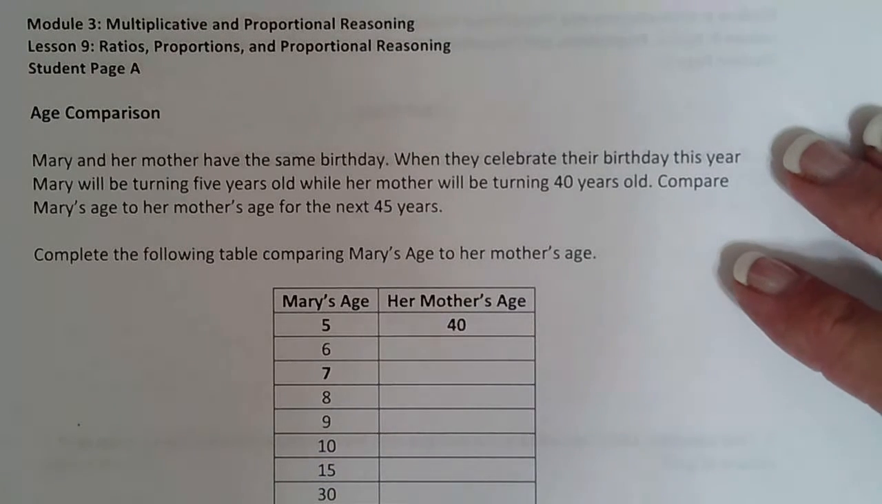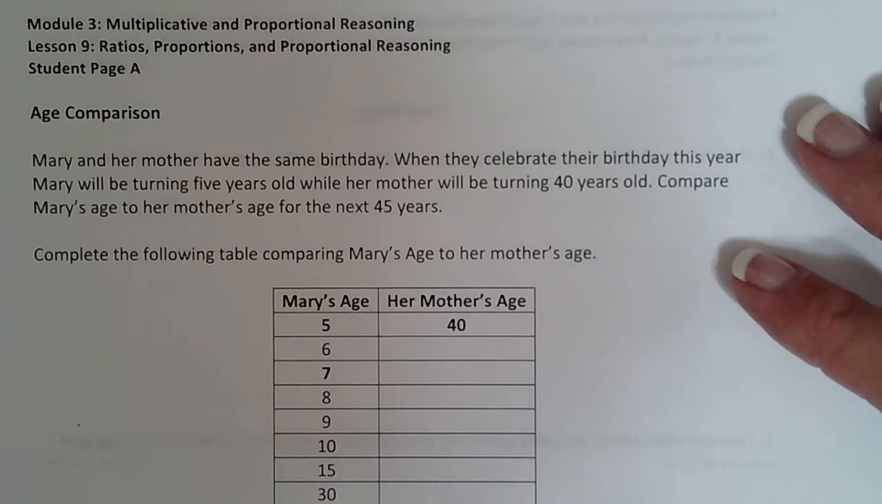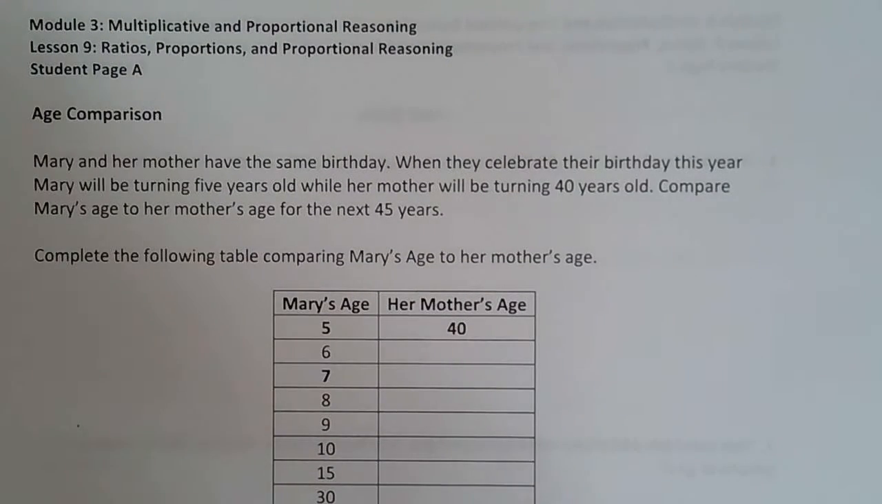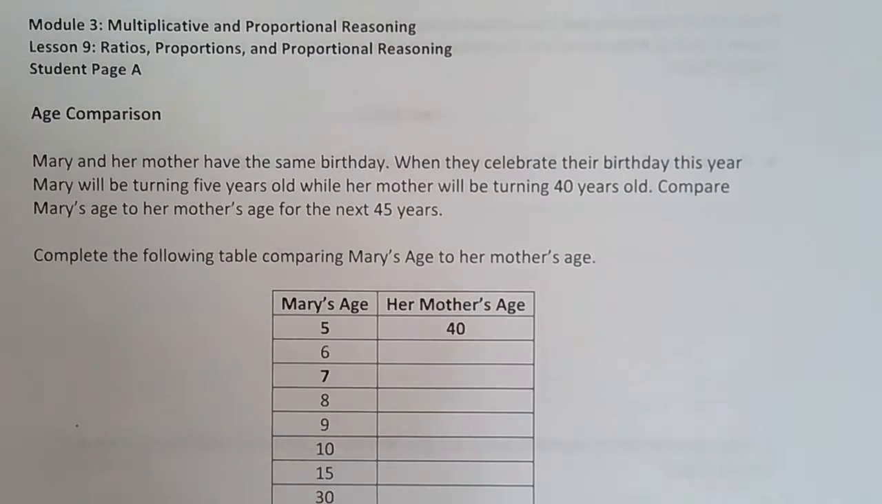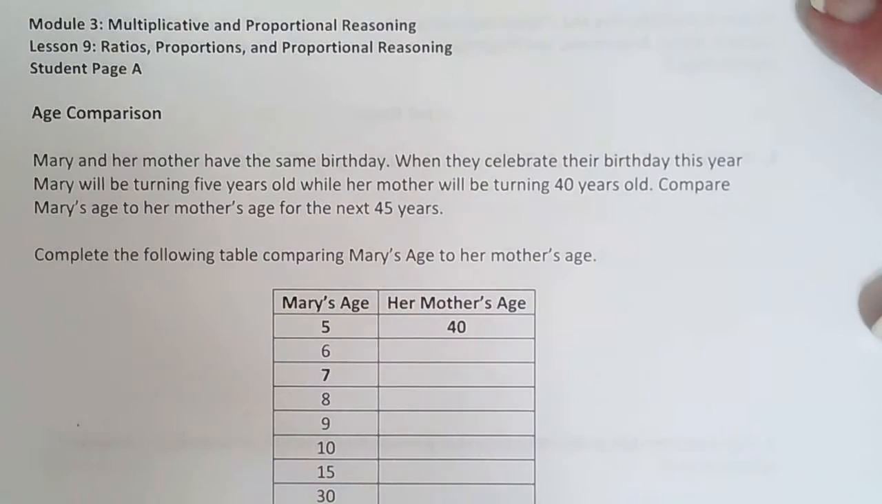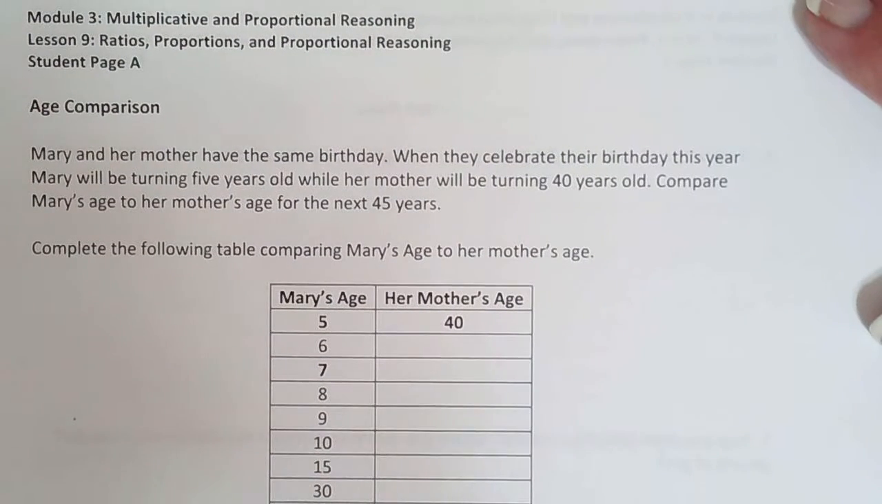Continuing on with Module 3, Lesson 9. We're on student page A, page 3. Let me brighten this up a little bit. So this one is on age comparison, which we will see uses our proportional reasoning skills.